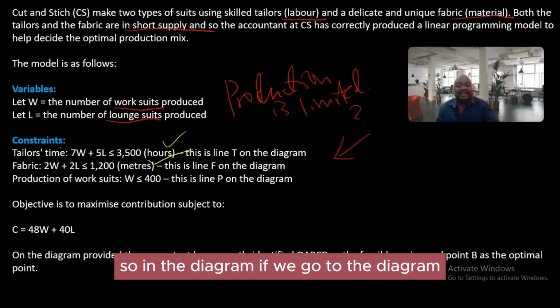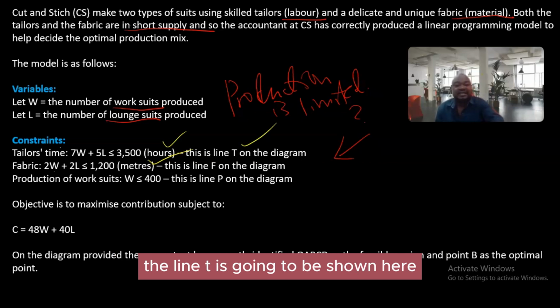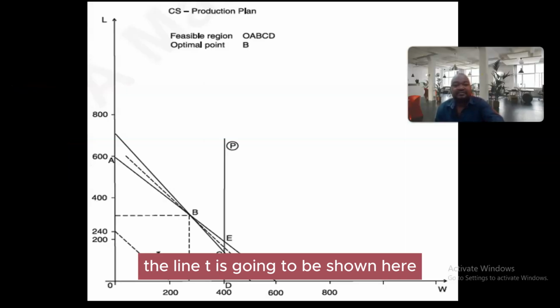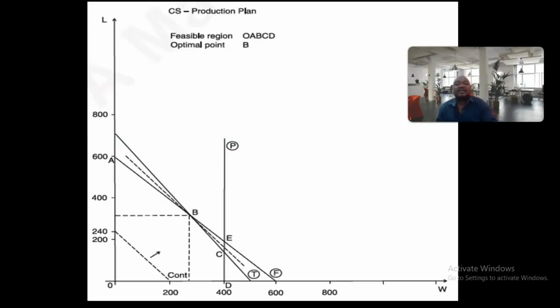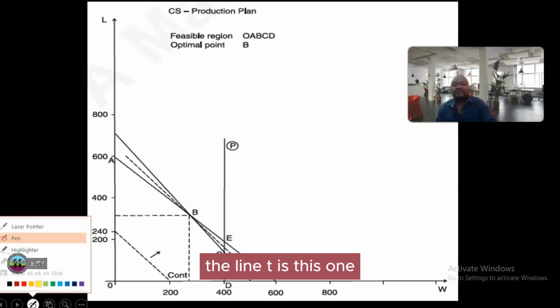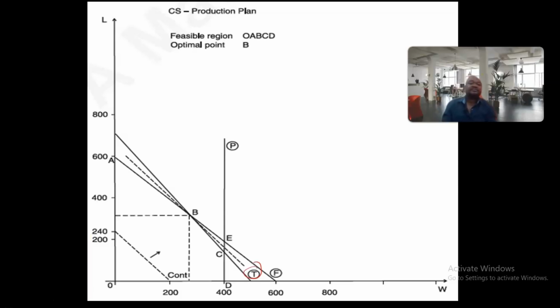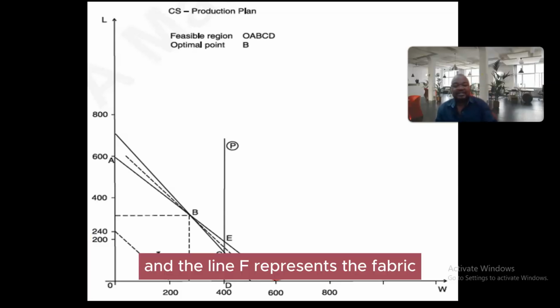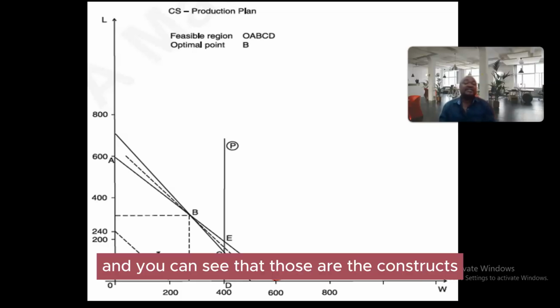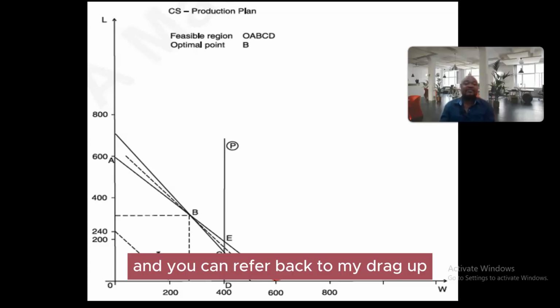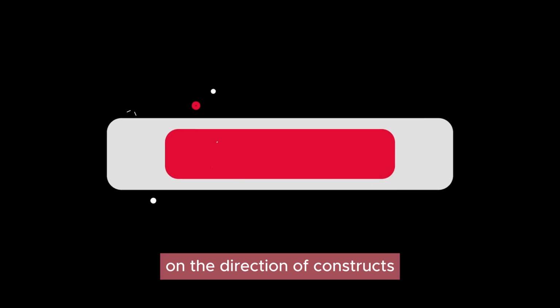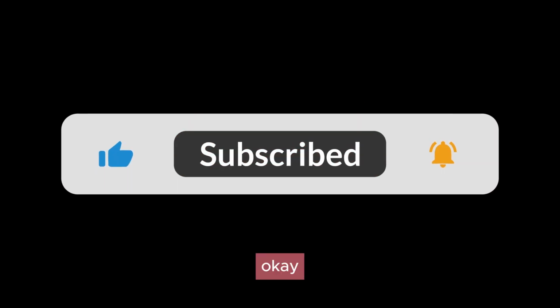So in the diagram, if we go to the diagram, the line T is going to be shown here. The line T is this one. This is the line T. And the line F represents the fabric. And you can see that those are the constraints. And you can refer back to my diagram on the direction of constraints. Okay?